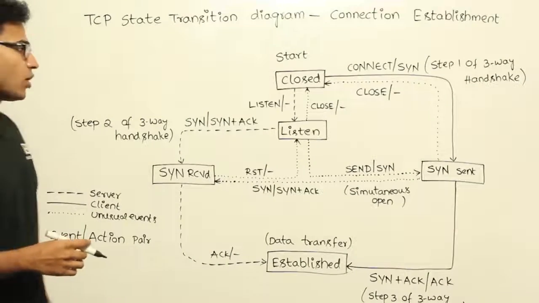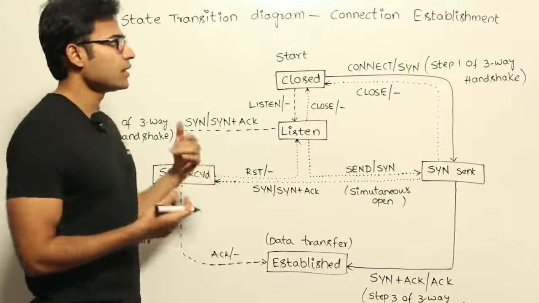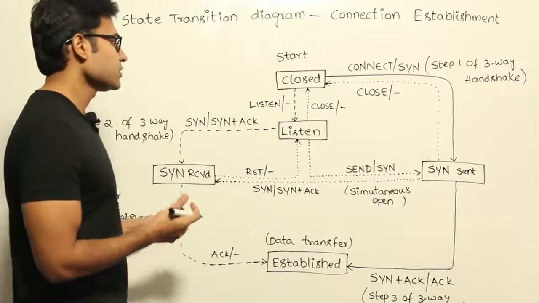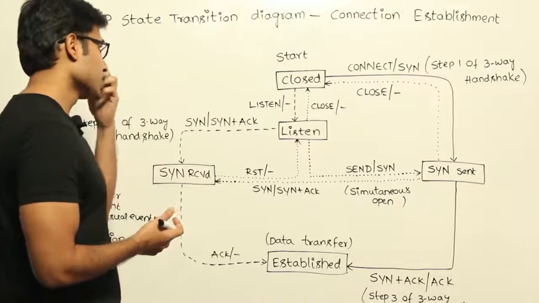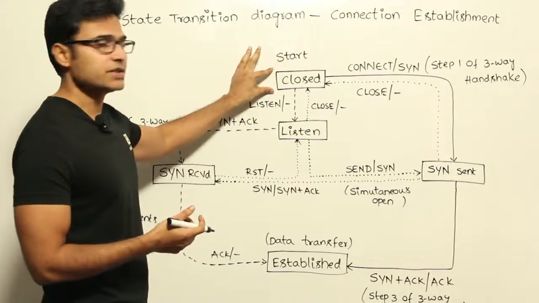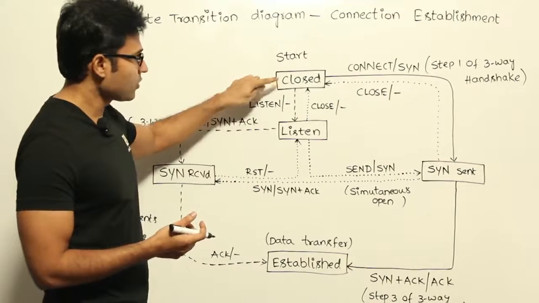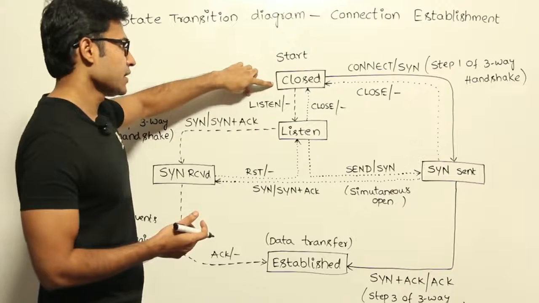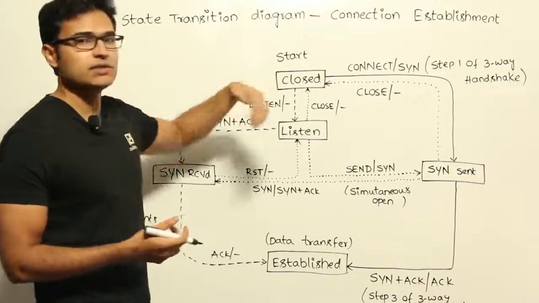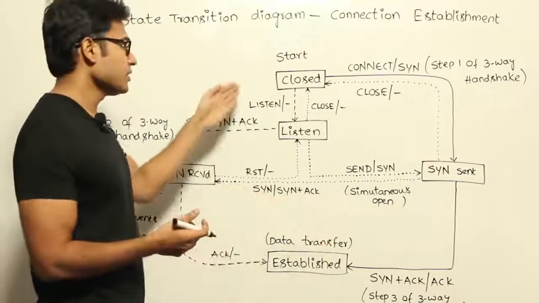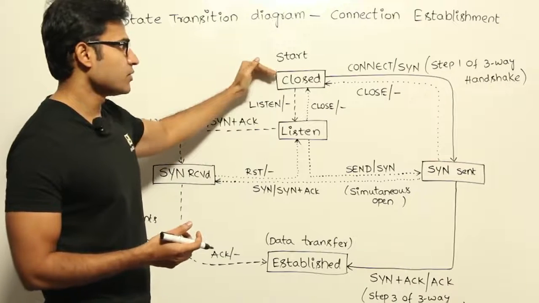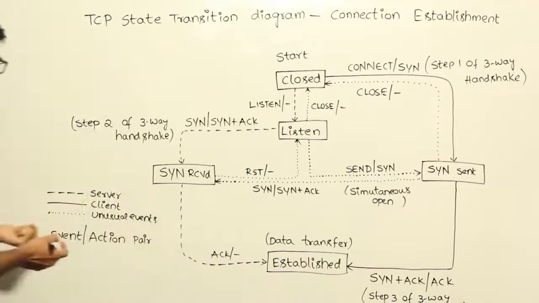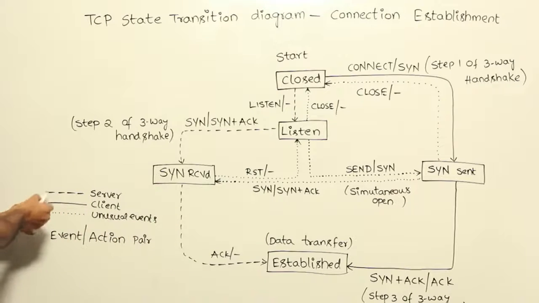Now let's see what the stages or states are that the client and server will go through during the connection establishment phase. Initially you can assume that both of them are in the closed state. How to understand this diagram: whatever I write in these rectangular boxes are the states, and initially both the client and server will be in the closed state.